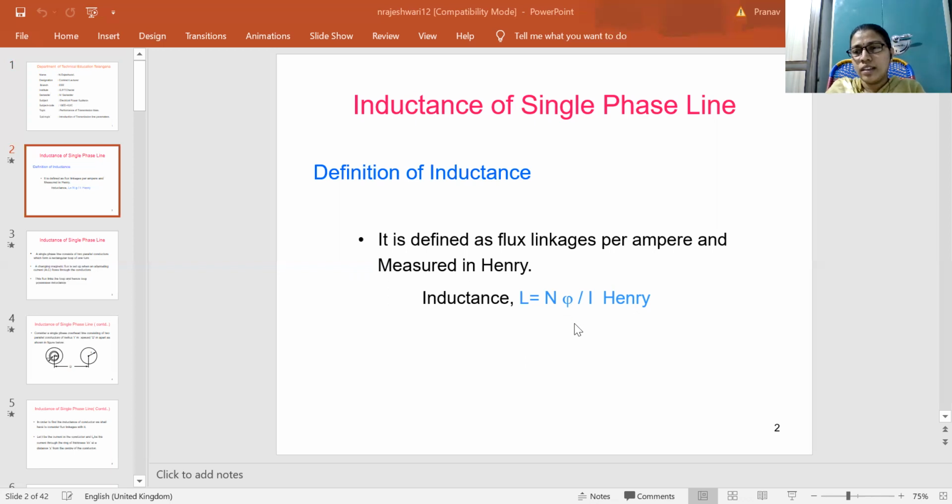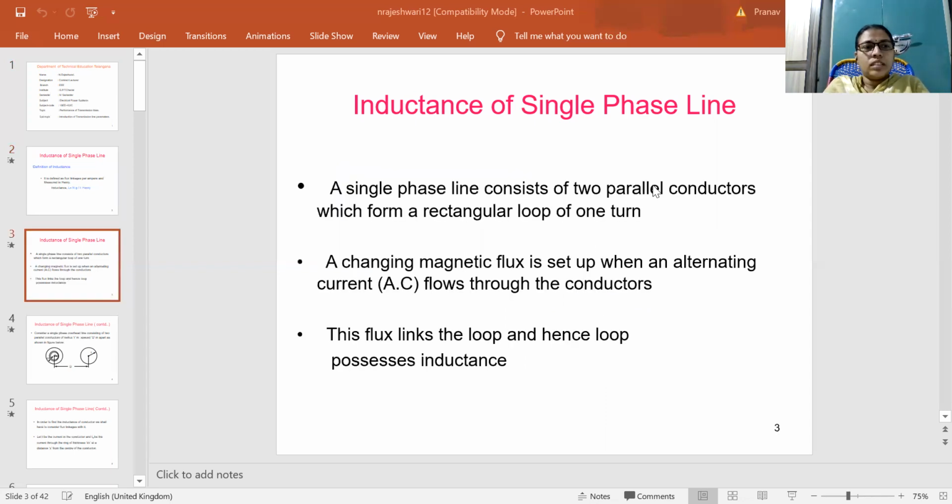So psi, the flux linkages, is equal to N phi, where N is the number of turns. By using this inductance in a single phase line, we have some effects due to the inductance present. This is one of the parameters used in transmission lines. A single phase line consists of two parallel conductors which form a rectangular loop of one turn. So two parallel lines are connected like that, which forms a single turn.